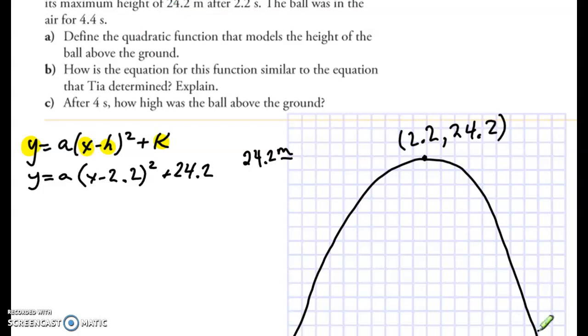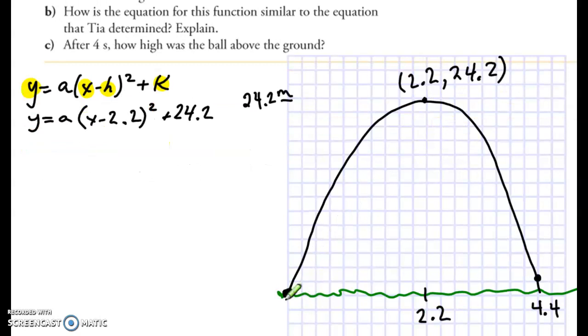So there is one other point on the parabola. Now I know this point 0, 0 is the easiest, but we're not going to use it. We are going to use this point, 4.4, comma 0, as our second point.